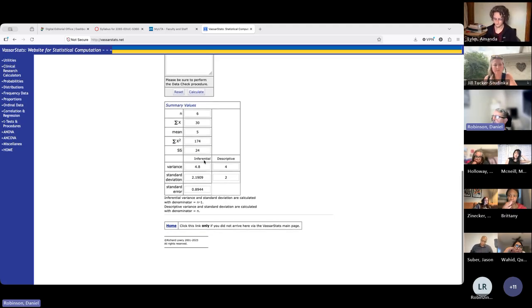And then this will give you the inferential or descriptive variance and standard deviation. Inferential stands for the statistic for a sample, and descriptive will be the one for a population. These numbers are calculated using the n-1 in the denominator, whereas these are calculated using just the n in the denominator. Notice how the ones on the left are slightly larger. That's because when you take n-1 in the denominator, that makes the denominator a little bit smaller, which increases the overall value. So the variance is 4.8, standard deviation 2.1909.